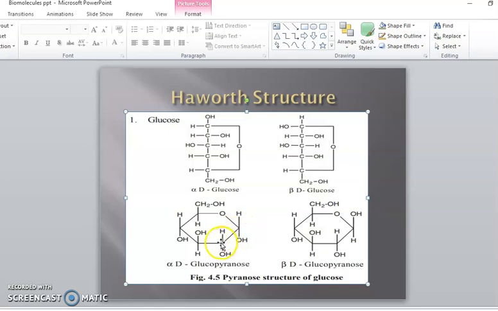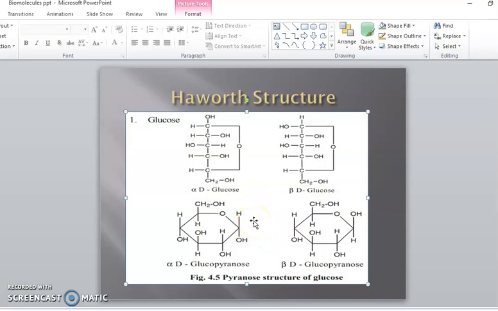Then on each carbon, 1, 2, 3, 4, 5, numbered on the apex of the hexagon, you draw a line perpendicular to this one. Now whatever you have here on the right side, you put below the plane, and whatever you have on the left you put above the plane. So no need to refer to this figure. Very easily you can get it.